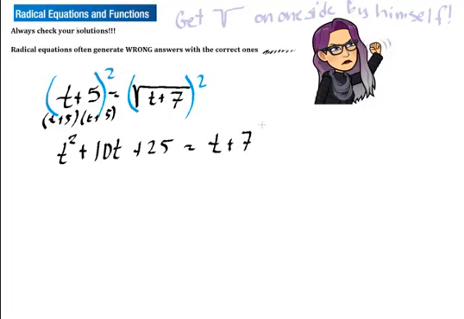Now we've solved quadratics, that's what we've been doing, so what we're going to do is get everything all to one side. I'll subtract t and subtract 7, so minus t minus 7 on both sides.